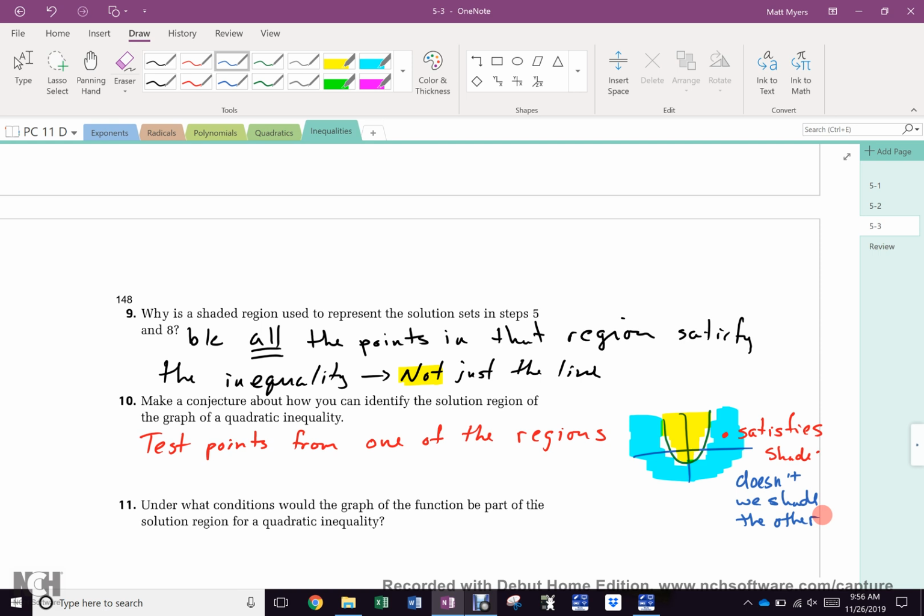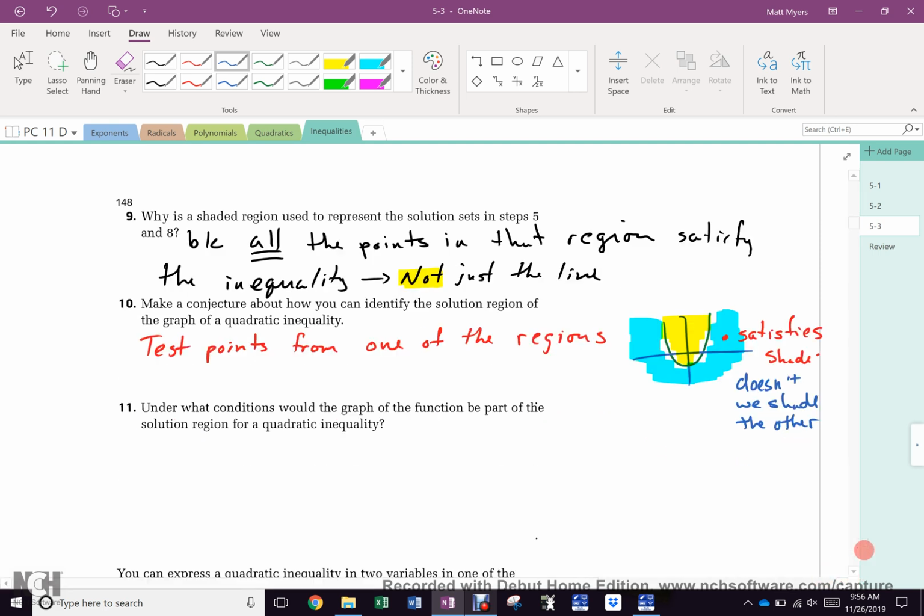Everybody cool? All right. So number 11, under what conditions would the graph of the function? Now what does that mean? The graph of the function. Not the graph of the inequality. What is the graph of the function? The actual curve. Under what conditions would the actual graph be part of the solution? What would it have to look like to include this actual line? It would have to have y is greater than or equal to x squared, or y is less than or equal to x squared. It would need those. Then it's going to work.